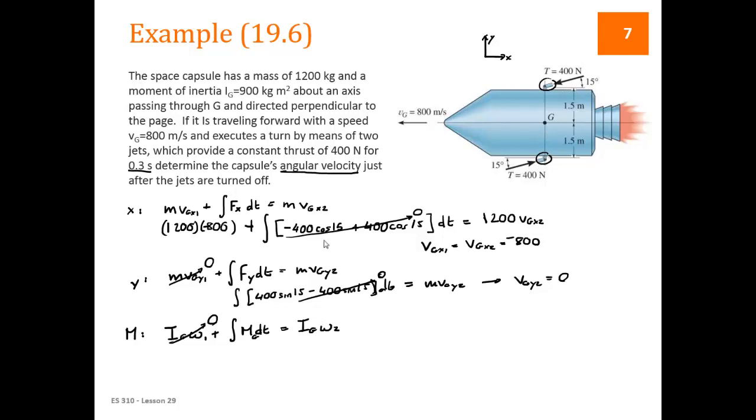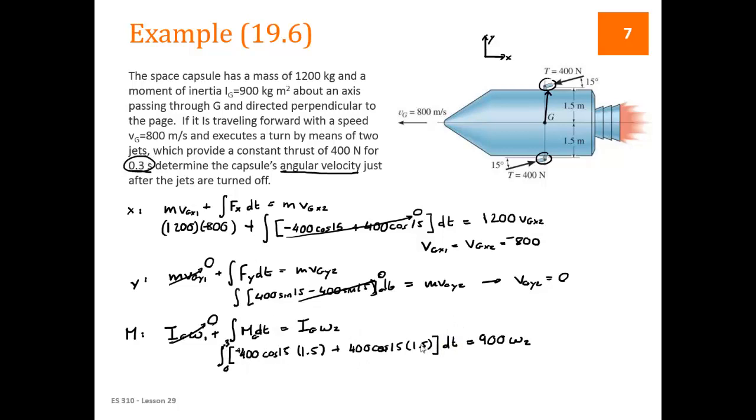So we have the top one, x force, this is the integral of 400 times the cosine of 15, and the distance upwards to that is 1.5, and that is a positive moment. Then we have the bottom one, which is also a positive moment, which is 400 cosine of 15 times 1.5. That acts over a dt, and is equal to Ig, which is given as 900, times omega 2, dt. Well, this integral is from 0 to 0.3, right, because that's our time interval.